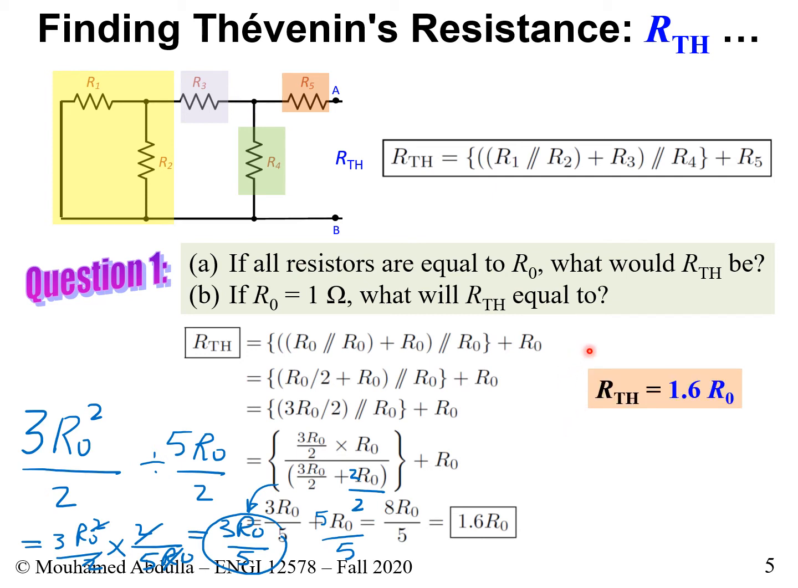So we got the total resistance, RTH, between node A and node B, if all the resistors are of the same value, to equal 1.6 R0. Okay. Now in question 1b, we say, what if R0 is equal to 1 ohm? What would be RTH? If it is 1 ohm, you simply multiply 1.6 by 1, and the result that we get is 1.6 ohm.